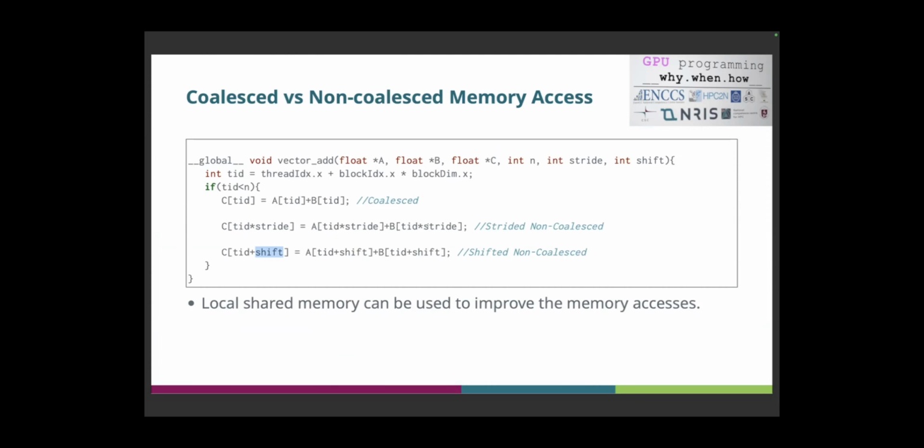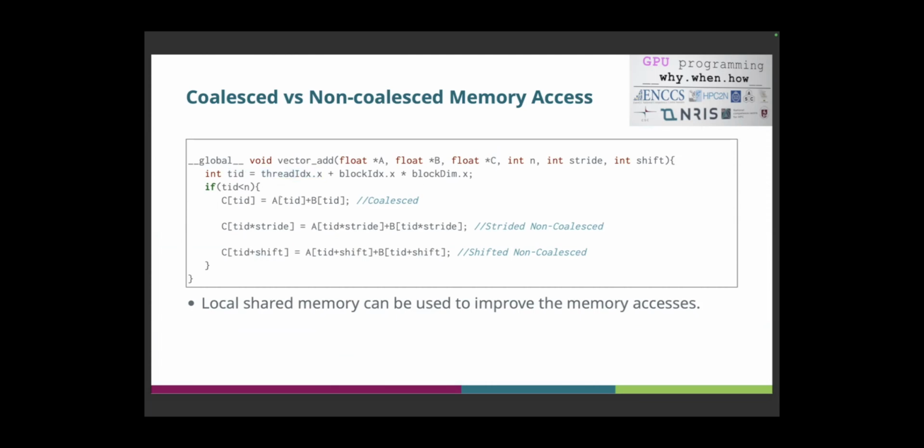There is one simple way, as a programmer, to figure out if the access is coalesced or not. If you take the thread that has the index TID, the next thread in the warp is thread IDX plus 1.